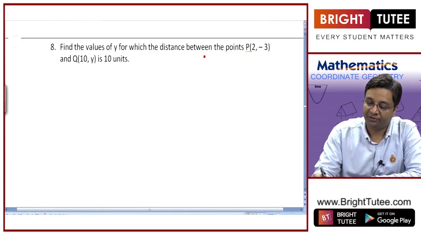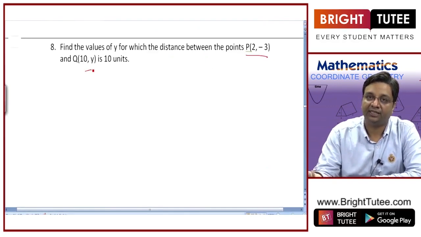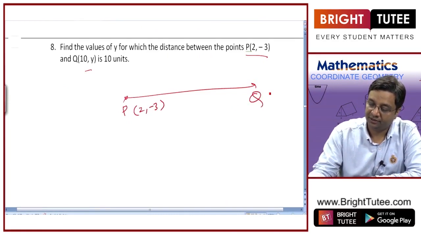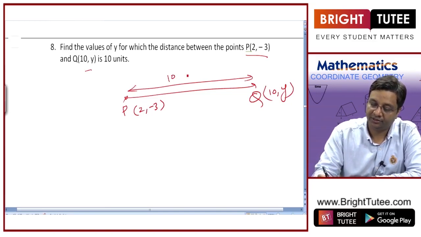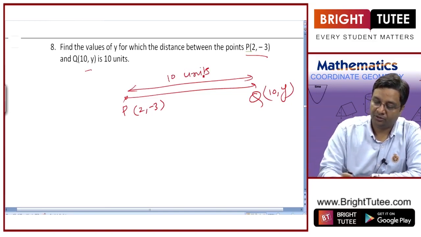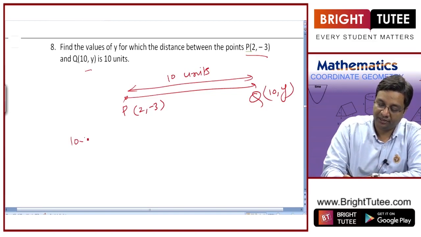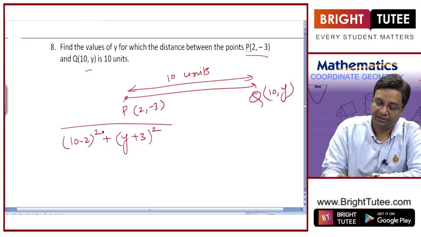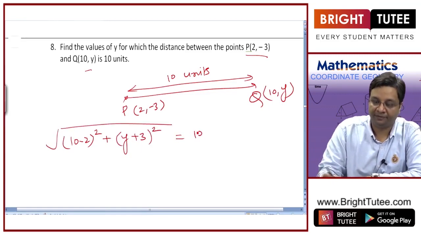Find the value of y for which the distance between these 2 points is 10 units. This is another simple question. P and Q: (2, -3) and (10, y), right? And this distance is 10 units. So you just have to apply the distance formula: the square root of (10 minus 2) squared plus (y minus minus 3), which becomes y plus 3, squared, is equal to 10, right?